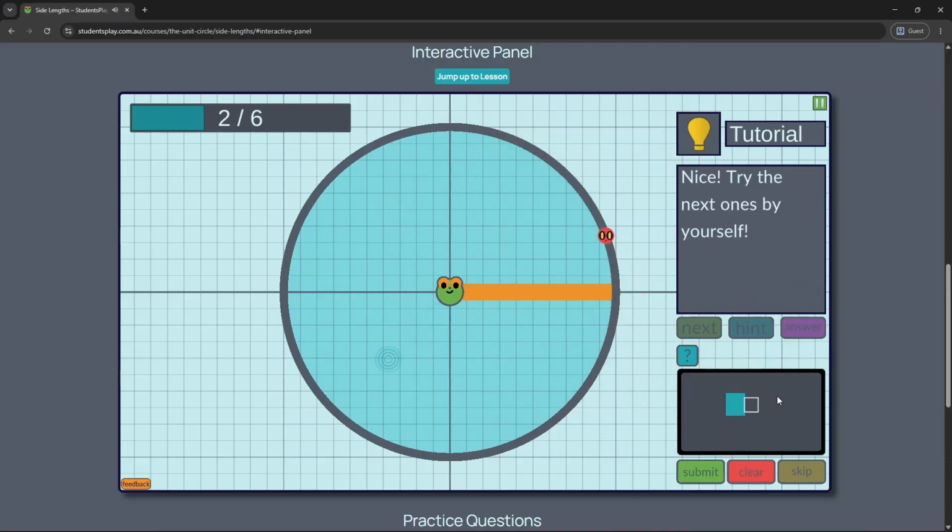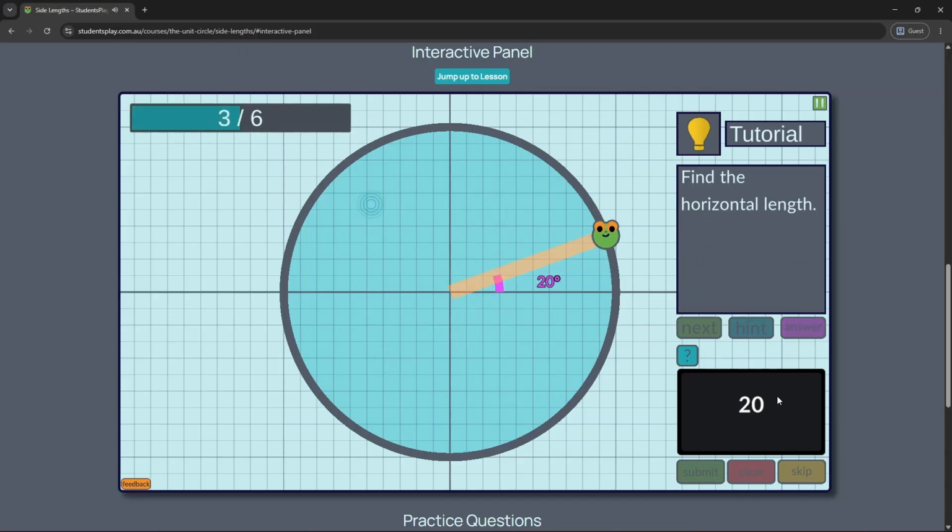Okay, this one's a pretty small angle, maybe like 20. Nice. Okay, so find the horizontal length. That will be cos of 20, which is 0.94. And the vertical length would be sine of 20. So 0.34.